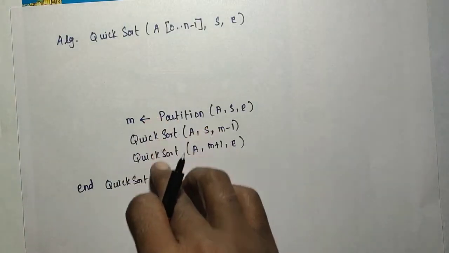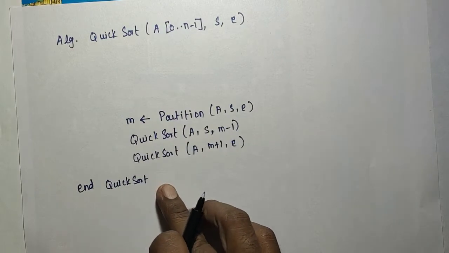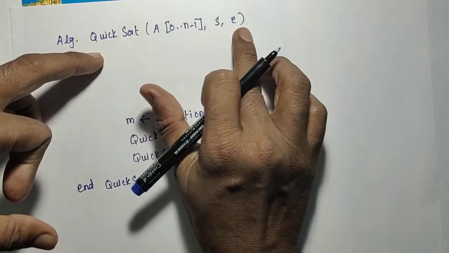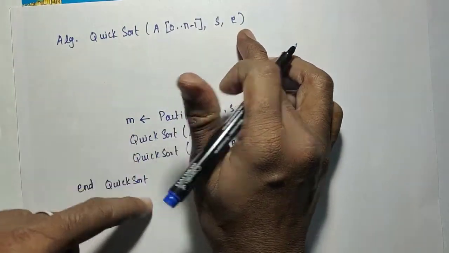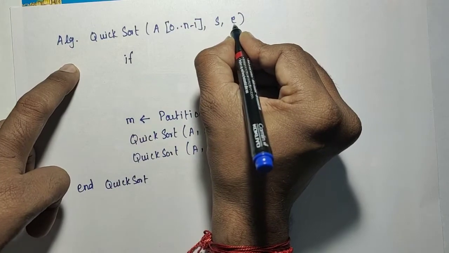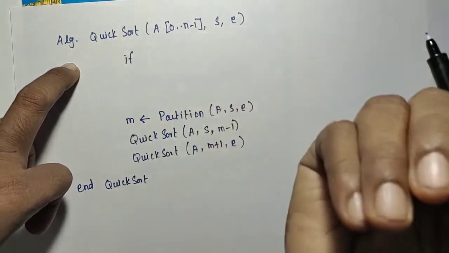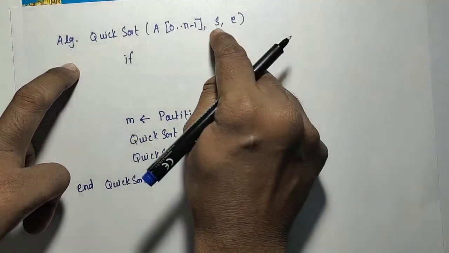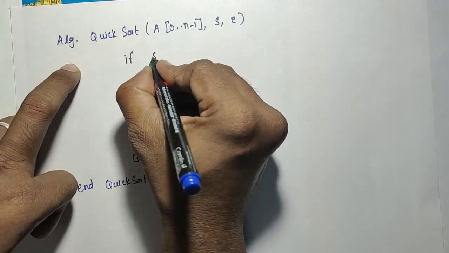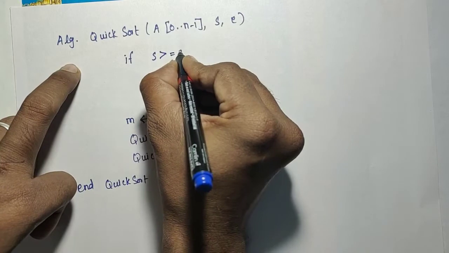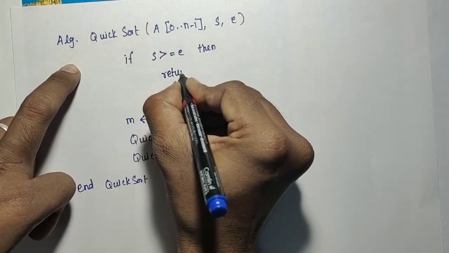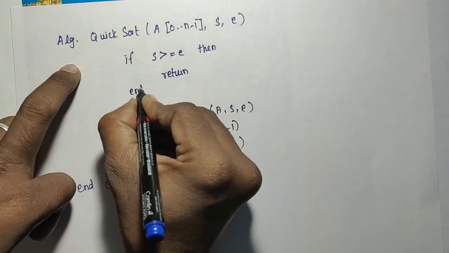So this is the recursive case. For the recursive case I need to write the base case. The base case means an invalid index, no need to repeat the algorithm. So s should be less than e. s equal to e means only one element, no need to apply. s greater than e means an invalid index, no need to apply. So if s is greater than or equal to e, then just return. End if.